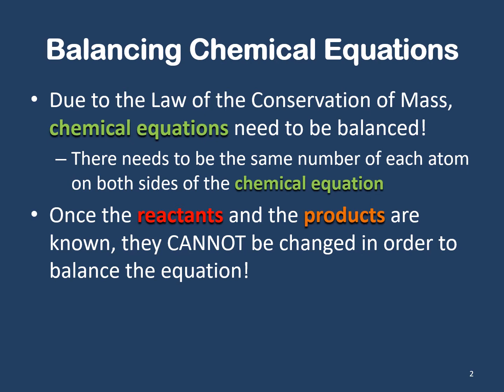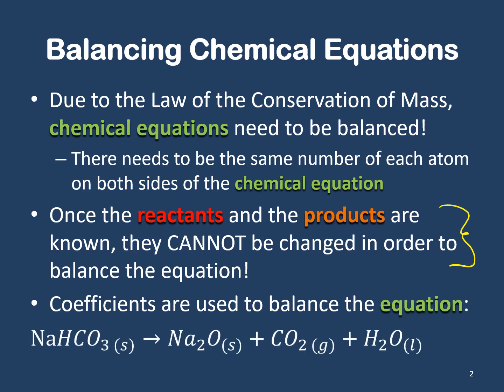Now, this is a big deal here. A lot of students do this accidentally, and it's a common mistake to make. It usually means you either predicted the products of your reaction wrong, or you just tried to change the substance in order to make the reaction be balanced, and you can't do that.